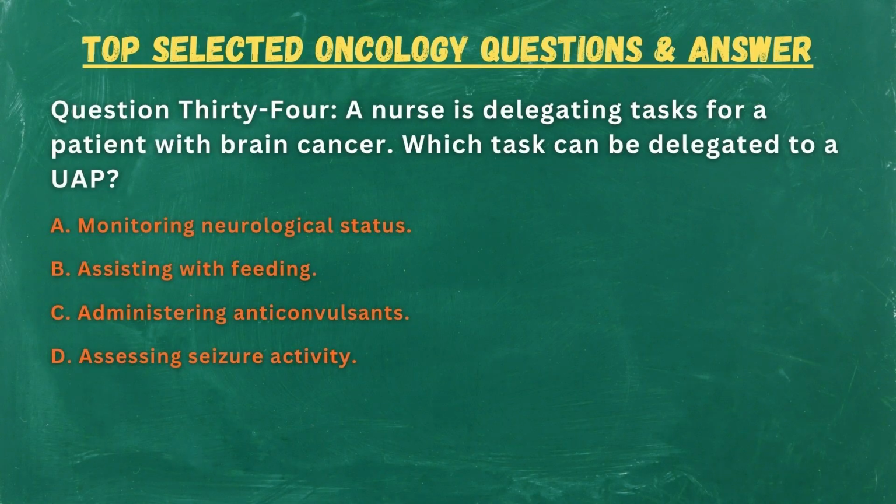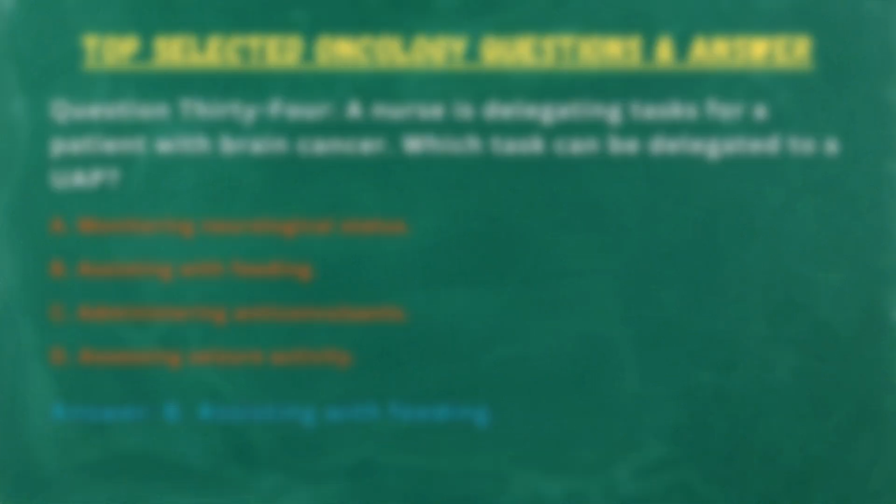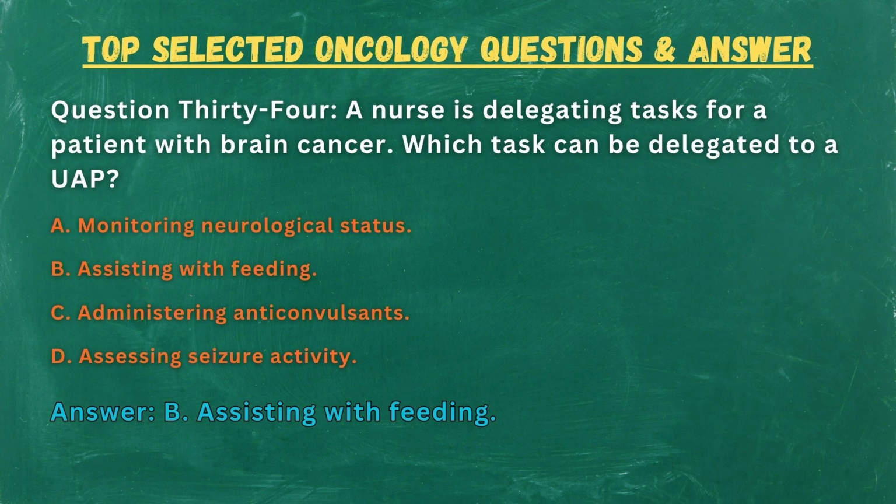Question 34. A nurse is delegating tasks for a patient with brain cancer. Which task can be delegated to a UAP? A. Monitoring neurological status. B. Assisting with feeding. C. Administering anticonvulsants. D. Assessing seizure activity. Answer: B. Assisting with feeding.